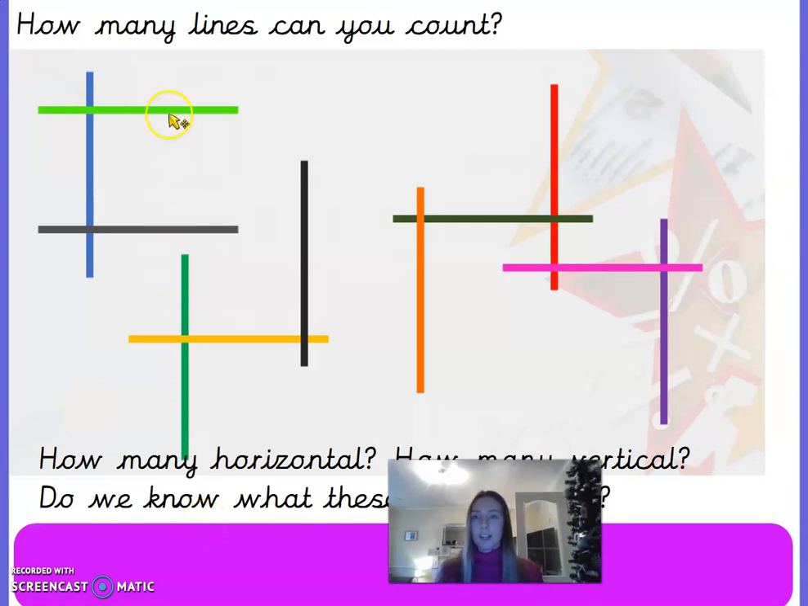So up here I can see 1, 2, 3, 4, 5, 6, 7, 8, 9, 10, 11. On the screen I can count 11 lines. And I want you now to have a think, how many of those lines are horizontal and how many are vertical? What do you think these words might mean? See if you can tell somebody in your house, what do you think these words might mean?